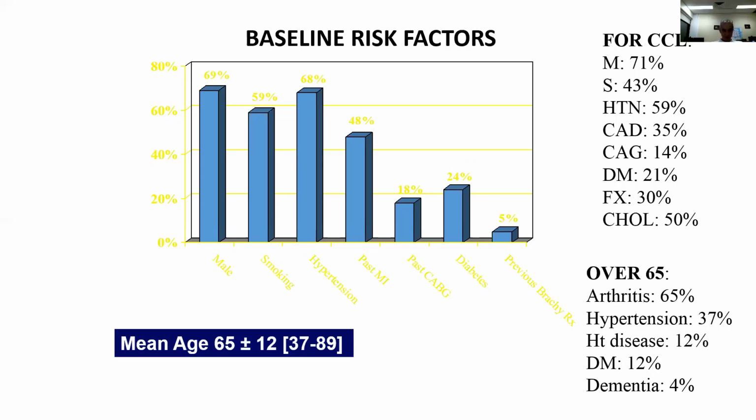And I compared this to an article published that showed for the general population over 65, 65% had arthritis, 37% had hypertension, 12% had pre-existing heart disease, consistent with this, I guess, bypass group of 14%, a post-infarction group much higher, and diabetes mellitus, 12%, and dementia, 4%. Now you wonder why these percentages are lower for this population over 65. All I can say by way of explanation is that if you're over 65, you've survived a big part of the age group that dies from cardiovascular disease.